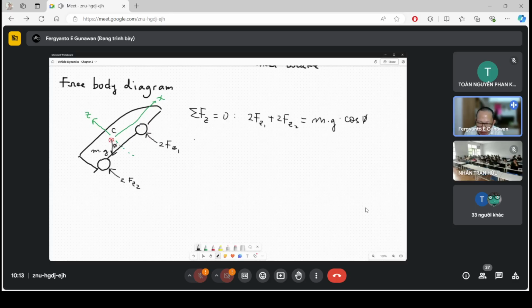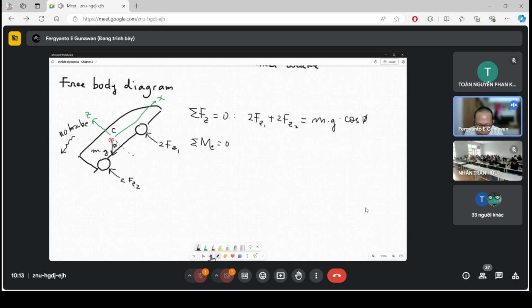We can also easily see that the sum of moments at the C point equals 0, precisely at this point. In order for the car not to move, you will need a braking system. If the car has no braking system, it will slide down here. If there is no brake, the car will just slide down. So we clearly need a brake.